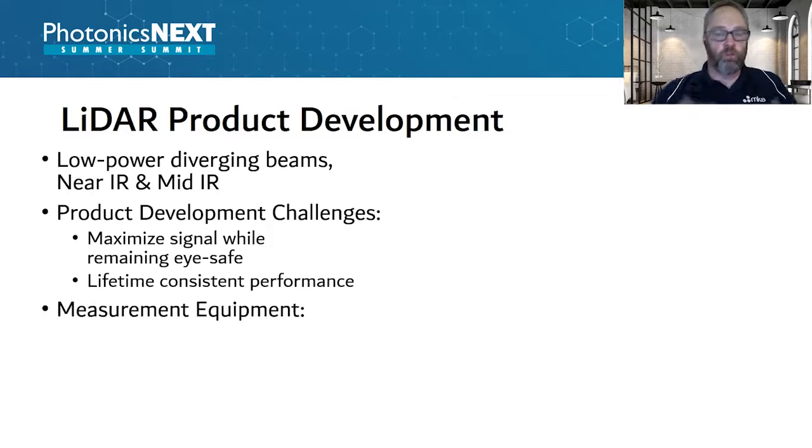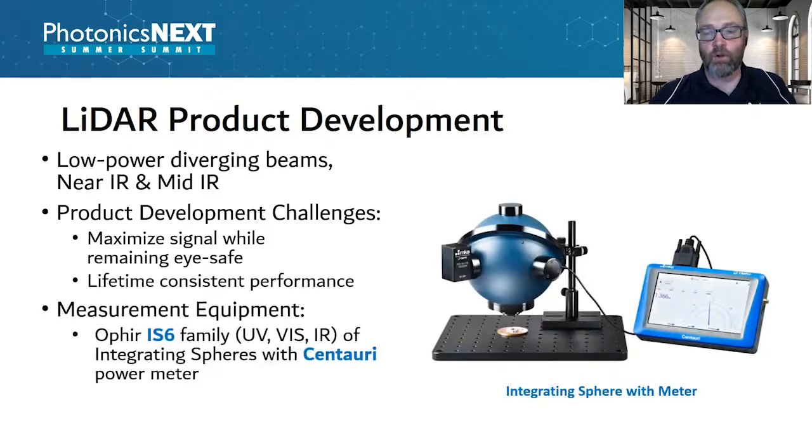So there are several different measurement equipment solutions out there. Pictured here is an integrating sphere. What an integrating sphere does is measure laser light, the diverging light source, by allowing the light to illuminate a sphere and then taking a relative measurement from a sensor that's attached to it.